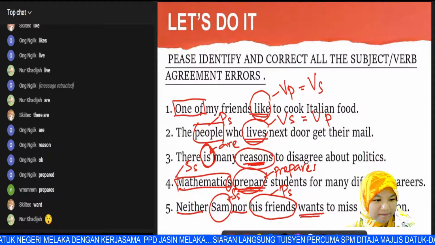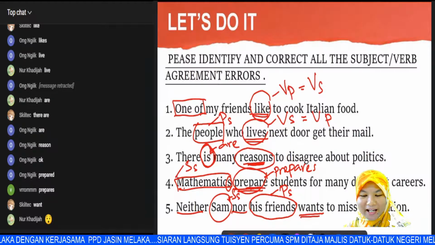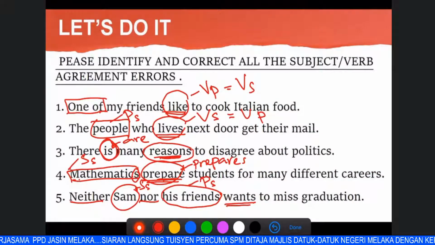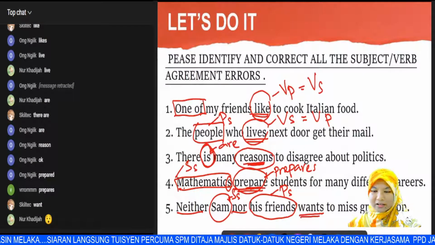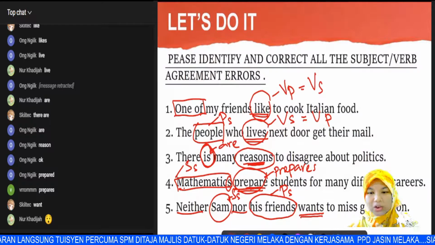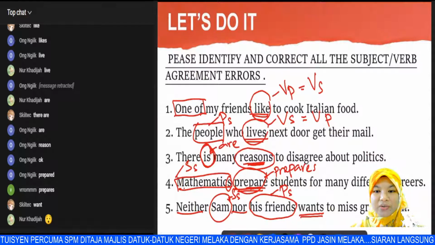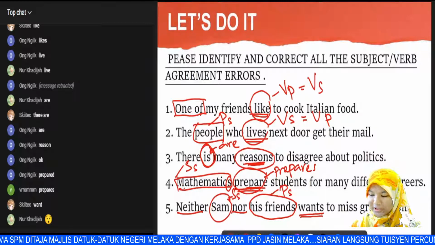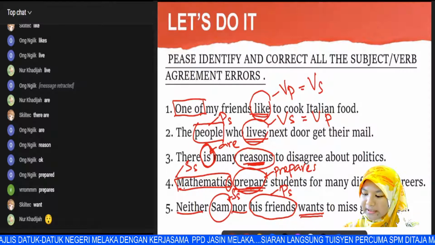Okay, Skitai, wants. Khadijah, don't be so surprised there. Neither Sam nor his friends wants to miss graduation. This one applies the rule of neither nor, the use of verbs in or, neither nor or either or. The verb agrees with the noun closest to it. Do you still remember this one? We just recently covered it, I think in part 4 if I'm not mistaken.